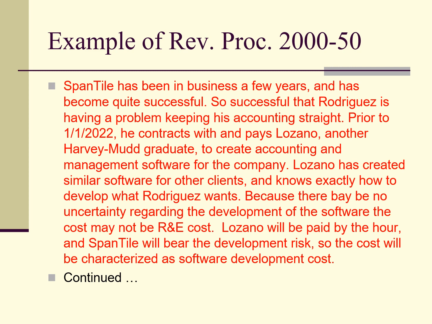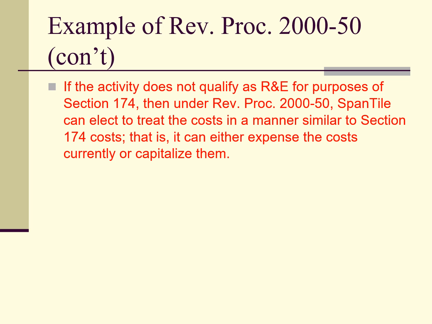Because there may be no uncertainty regarding the development of the software, the cost may not be R&E cost. Lozano will be paid by the hour, and Spantile will bear the development risk, so the cost will be characterized as software development cost. If the activity does not qualify as R&E for purposes of Section 174, then under Rev Proc 2050, Spantile can elect to treat the costs in a manner similar to Section 174. That is, it can either expense the costs currently or capitalize them.